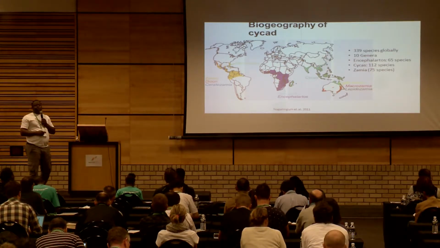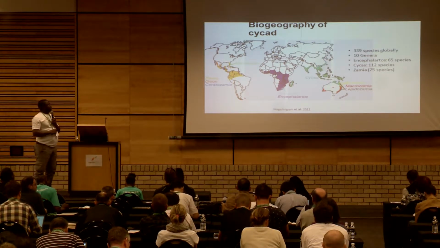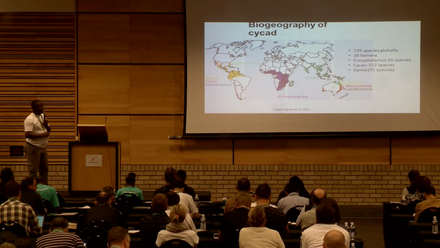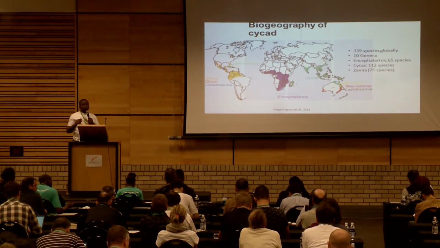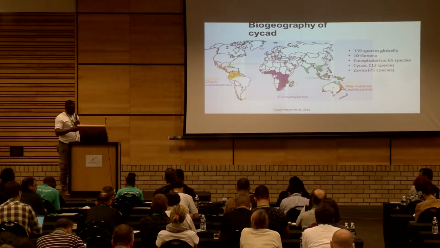In this map, you see the geographic distribution of cycads worldwide. You will never see cycads in temperate climate. You see them only in tropical and subtropical regions.